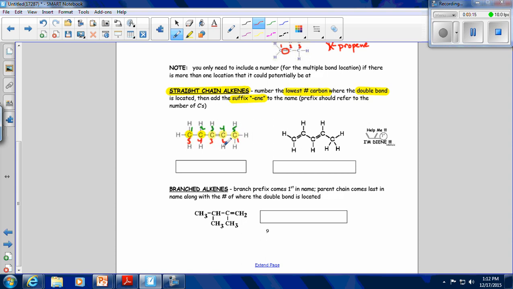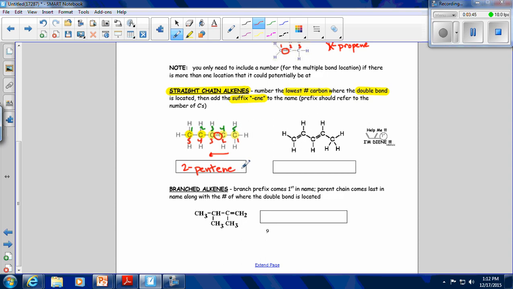So going in this direction is going to give us the location of the double bond at the lowest possible value. So to name this particular straight-chained alkene, the location of the double bond comes right after the carbon that it sits on. We've got 2, and because we have 5 carbons, pent is the prefix for 5, and because we're dealing with alkenes, we finish with an ENE.